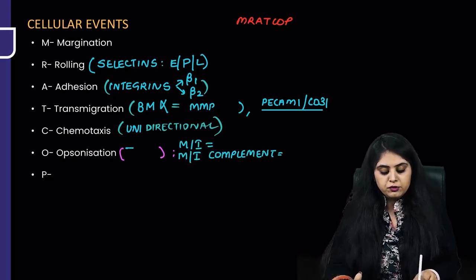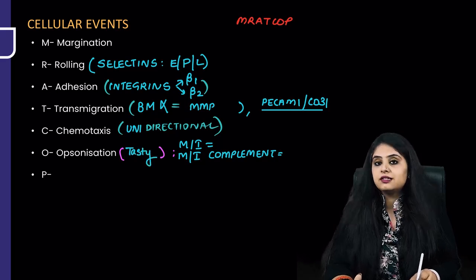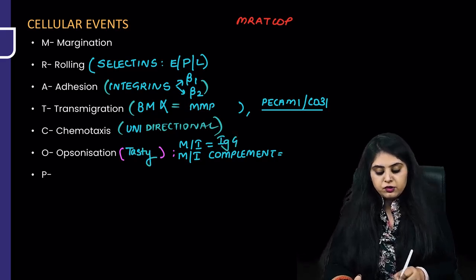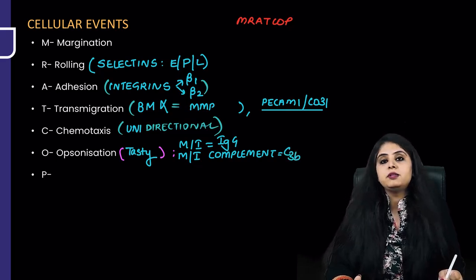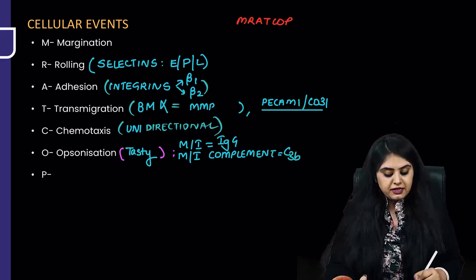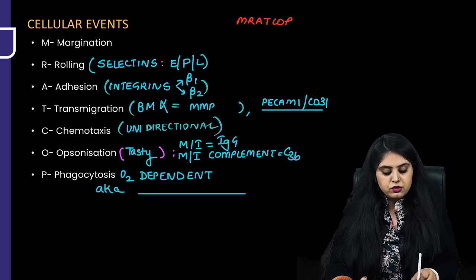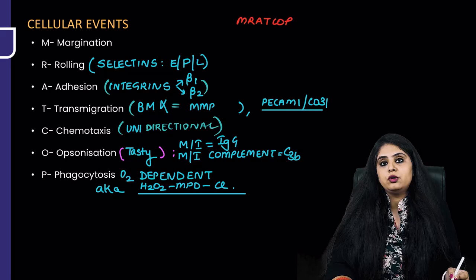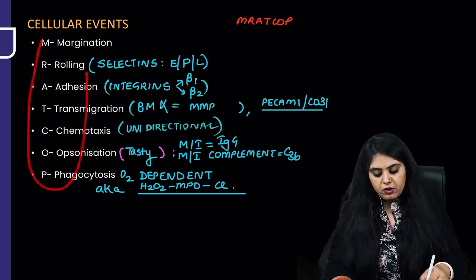Of course, we all know opsonization was done to make the bacteria tasty. Most important opsonin was IgG, and most important complement opsonin was C3b. Finally, coming to eating, that is phagocytosis, the H2O2 MPO halide system was the most important one that you had to know. Finally, your MRAT-COP mnemonic is done.